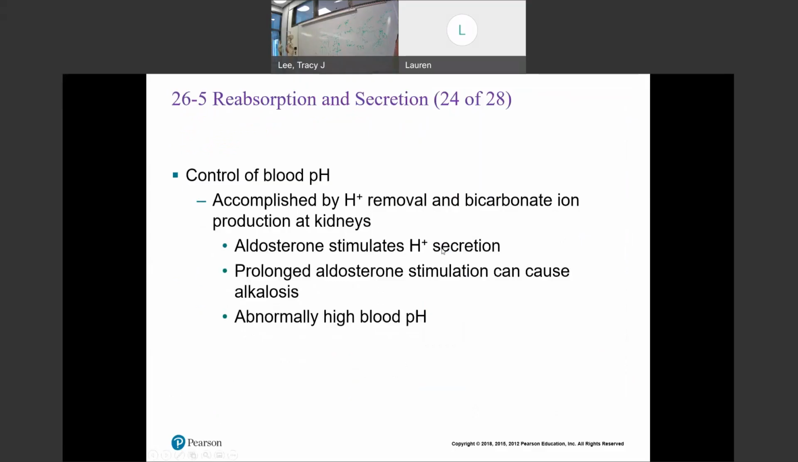Aldosterone also stimulates hydrogen secretion, which can cause us to become really alkaline, which means our pH levels would get above 7.45, which is not any better than being below 7.35. So if we have too much aldosterone, because it encourages the secretion of hydrogen ions, it can make our blood too basic.